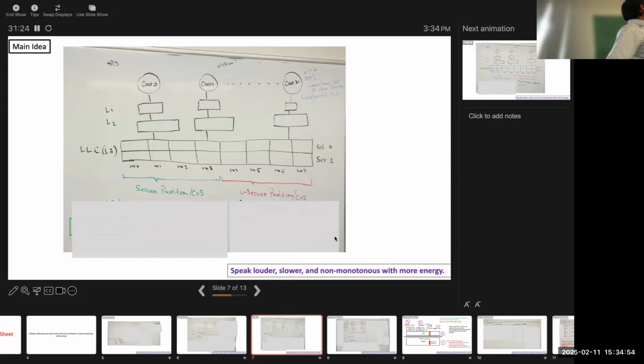So you partition the LLC into 2 classes. It is not like you will partition the LLC like this all the time, but this is a very simple demonstration. It is not required that W0 to W3 must always belong to the secure partition, and W4 up to W7 must belong to the unsecure partition, or unsecure class. This is just one instance where you can do it.